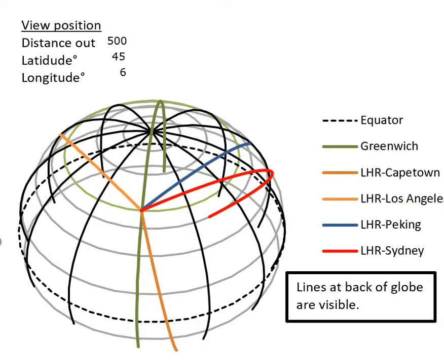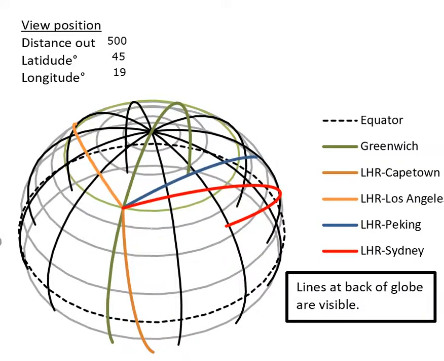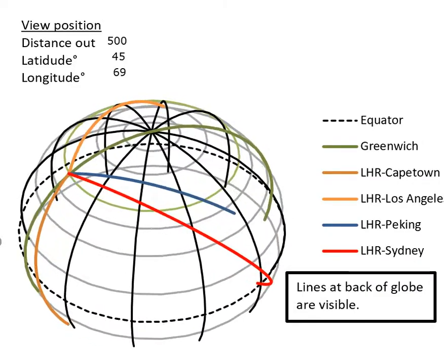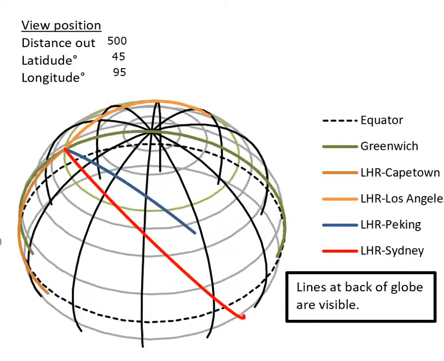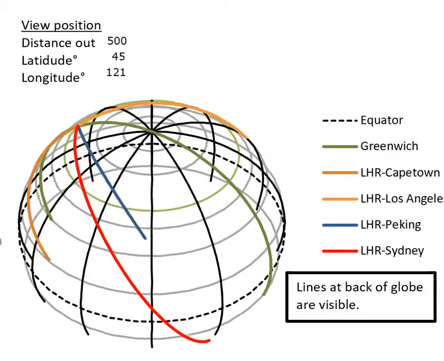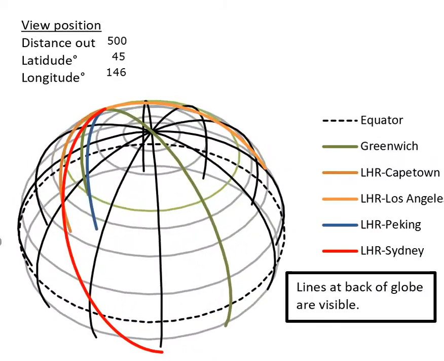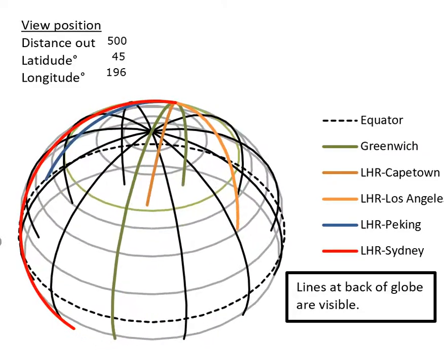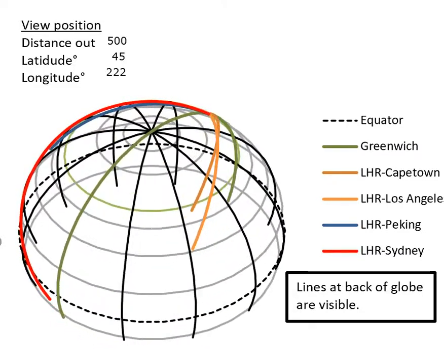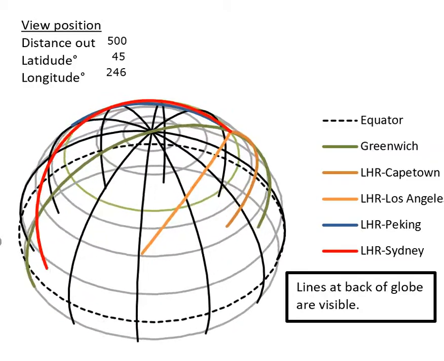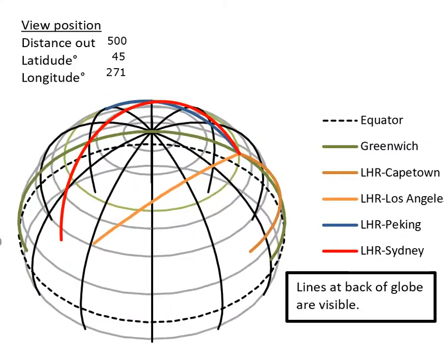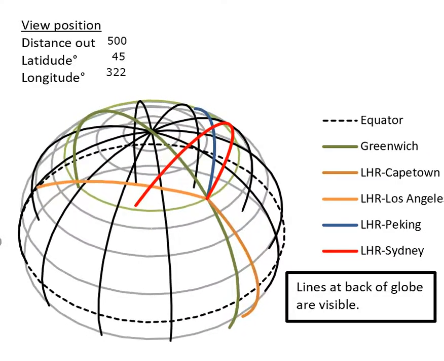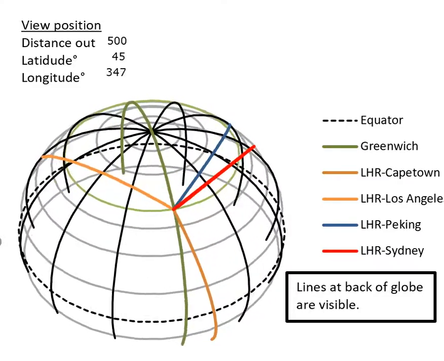Okay, here we're looking at great circles, and we're actually rotating. We're in orbit around the globe. It does look like the globe is rotating underneath us. And if you look at the top, you can see the longitude, our view position, is changing, which shows that we're actually moving. And the green line, which is just coming up to the front, is the Greenwich Meridian.